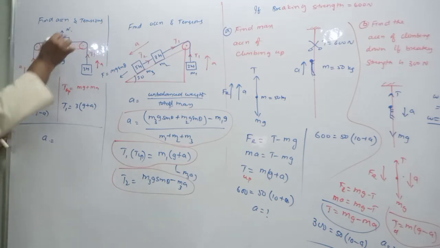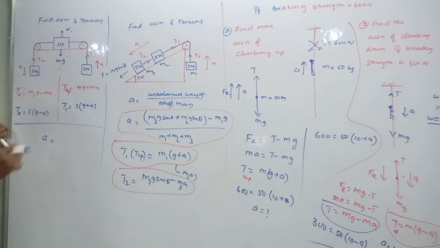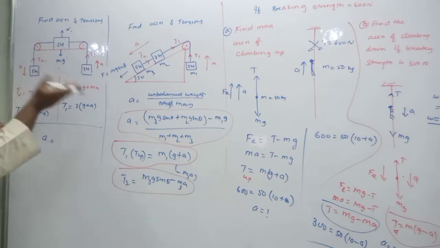Understand? N is cancelling this Mg, so these two are balanced. These two are unbalanced. That's why this is coming down, this is moving up. So only you have to consider these two. How you have to consider these two?